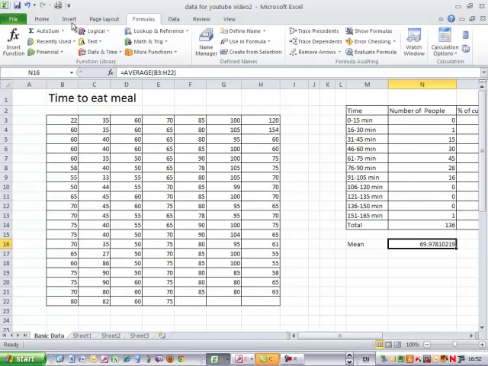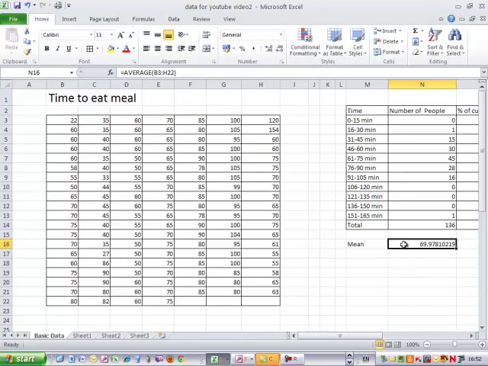And let's make all of our numbers on the home page to one decimal place, and we can do that using the more or less decimal places. Neatly rounded. Okay, so that's the mean. The mean time it took people, the average time it took people to eat, was 70 minutes.